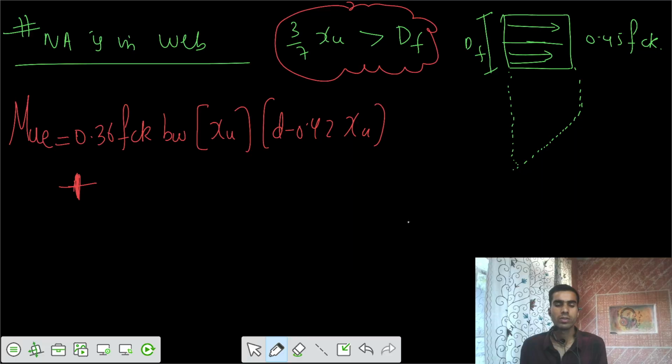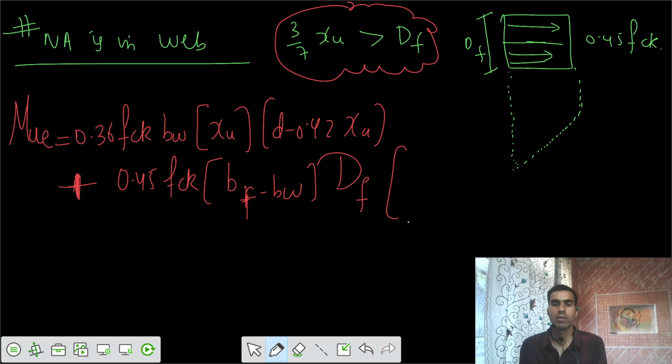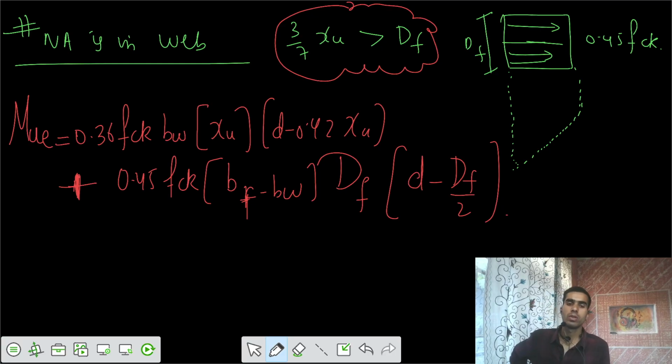C2 into Z2. C2 was 0.45 FCK for the flange, width of BF minus BW. And we have this depth of DF, and we have the lever arm of D minus DF by 2. D minus DF by 2. Did you get that?